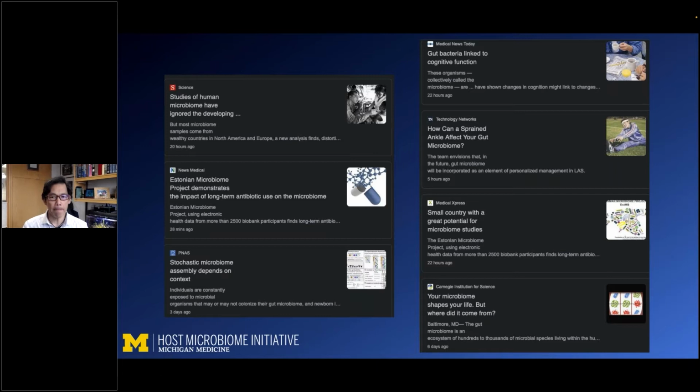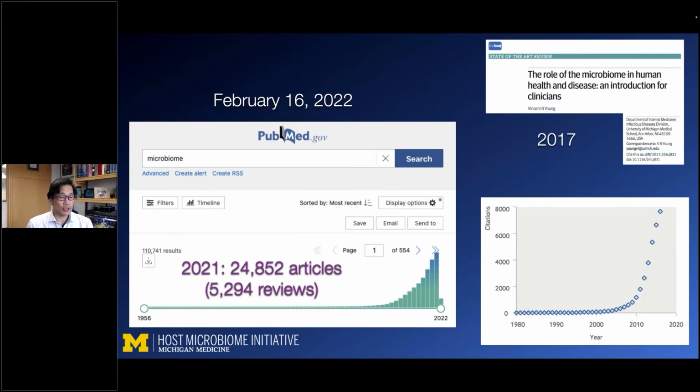There you go. But from the scientific standpoint, what do we know about the microbiome? Well, if you type the word microbiome into a PubMed search, you get a lot of articles. We've talked about this. Just last year, by the time they all come in, there'll probably be 25,000 articles published that have the word microbiome in it.